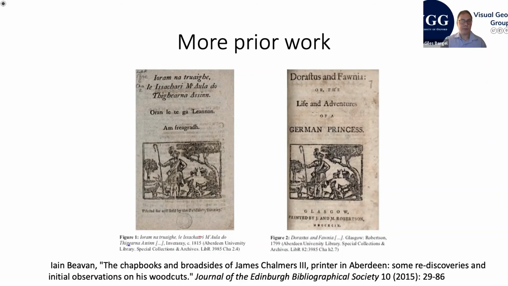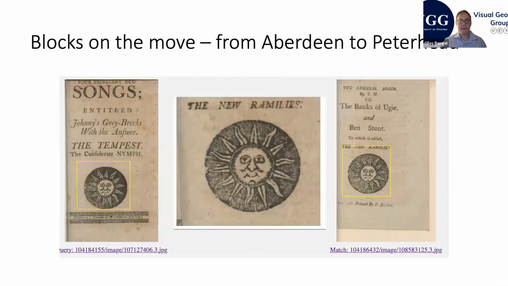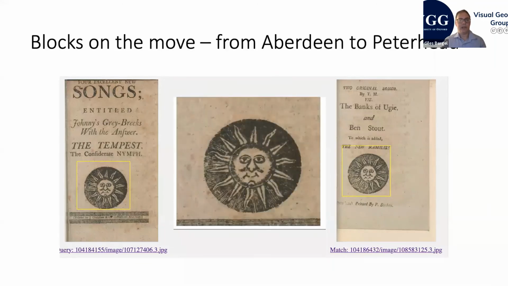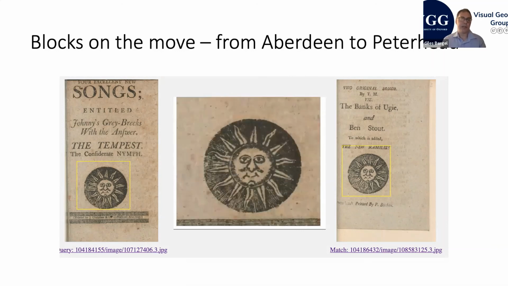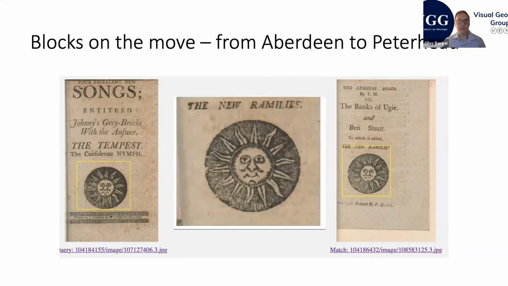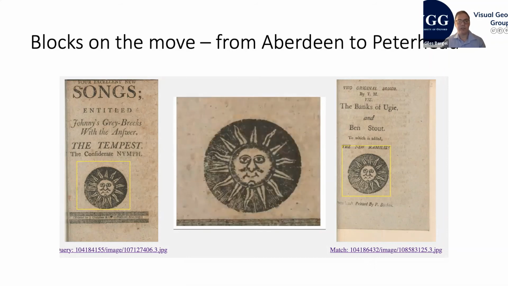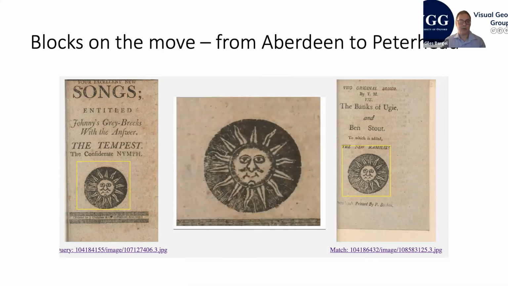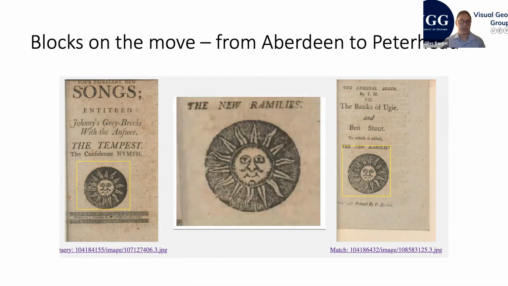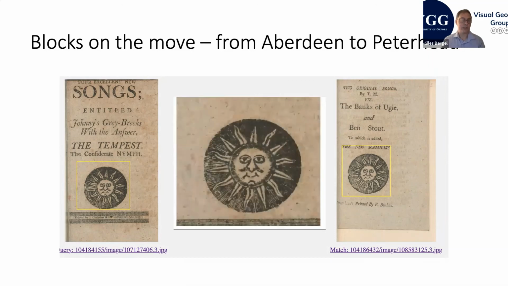It's long been known that these blocks are reused. Here, for example, there's a block on the move again from Chalmers' press, Aberdeen to Peterhead. And I know it's the same block because I have this visualization here, which my database also supports, with the two woodcuts layered on top of each other. There are some variations in inking, and there's a little bit of distortion, which you would expect results from the variable accuracy of different impressions, possibly also photography introduces distortions.